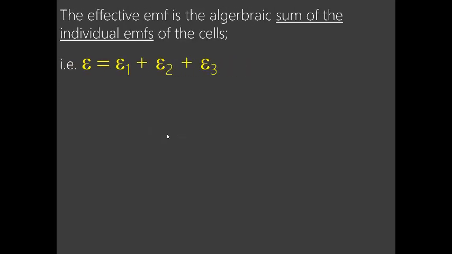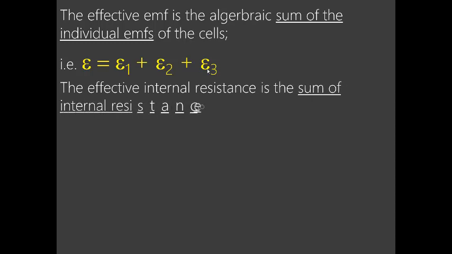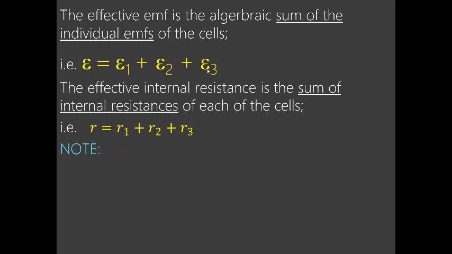Now, the effective EMF is just the algebraic sum of the individual EMFs of the cells. I said algebraic sum. That means you consider how those terminals are connected. So E is equal to E1 plus E2 plus E3. Just add them, but bearing in mind how they are arranged. The effective internal resistance is just the sum of the individual internal resistances. So, in this case, the total internal resistance R is equal to R1 plus R2 plus R3. Just add them together.